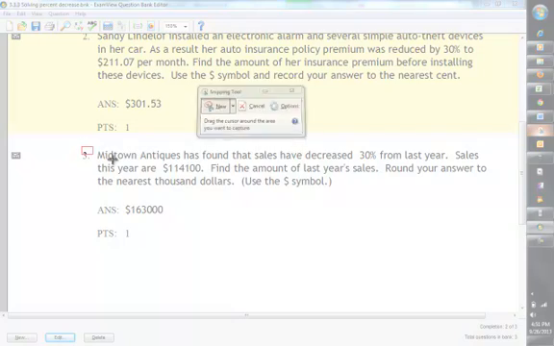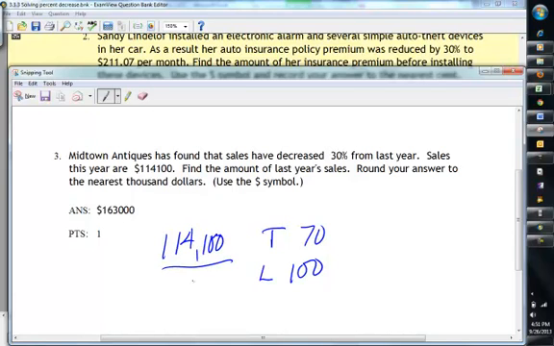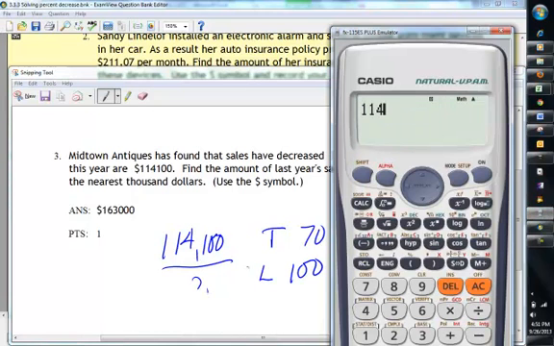Last one. Midtown Antiques found that their sales had decreased 30% from last year. 100% was last year. This year, percent decrease means that it's 70%. This year, it's $114,100. We want to know what it was last year. Cross multiply and divide. 114,100 times 100 divided by 70 is $163,000 to the nearest $1,000. So that's how you do these.